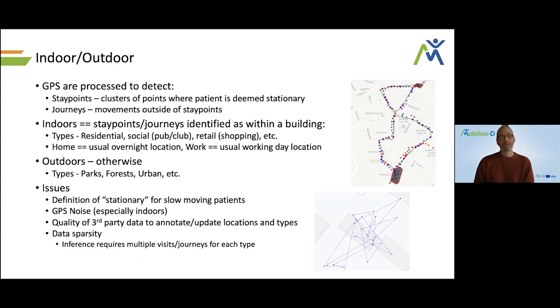Obviously, for this, we need to have mapping data, and so we're reliant on this third-party data to be annotated and updated for each of the locations and each of the types of those. And data sparsity, which is again an issue in general with the data: in order to make inferences about locations people visit, we need to get them to visit those locations multiple times. So within Mobilise-D, the trial was only 7 days, whereas in the data that we've had before, we've collected data for months and months for people. So it was a little bit of an issue.